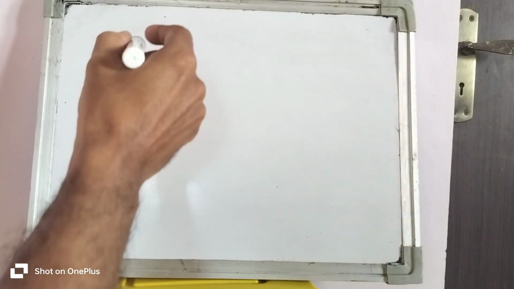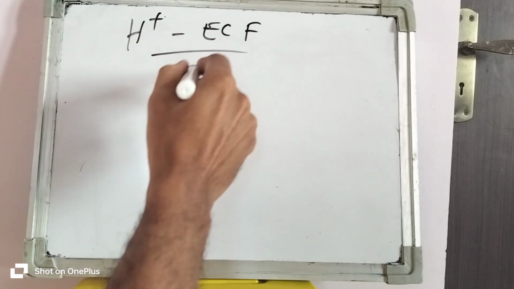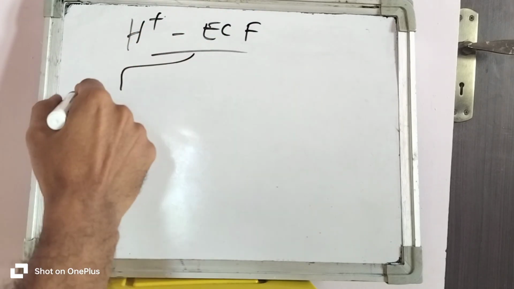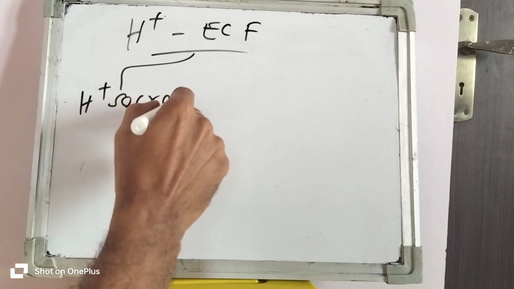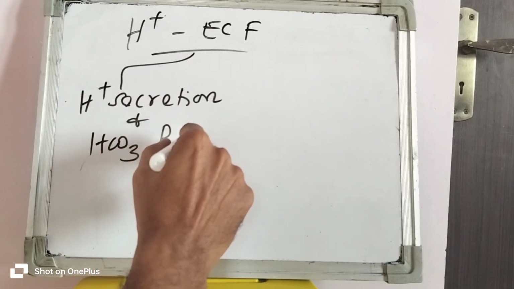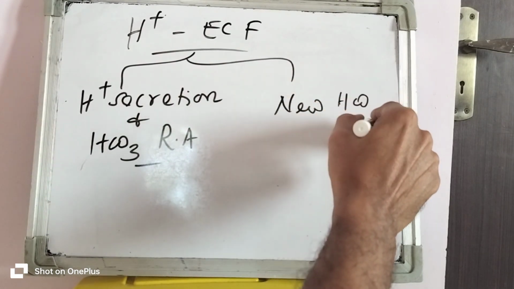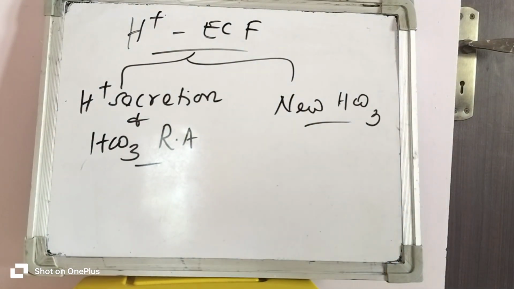Kidney regulates the H plus ion level in the blood, in the ECF, by two important mechanisms. One is H plus ion secretion and bicarbonate reabsorption. The other is that it forms new bicarbonate. It's a very important event taking place in the kidney only.